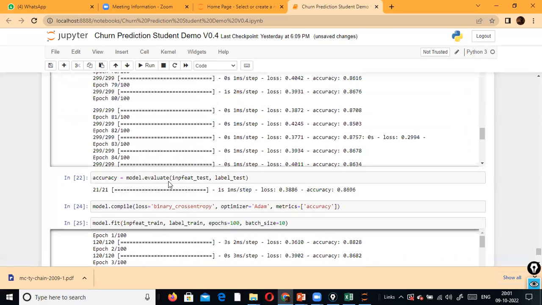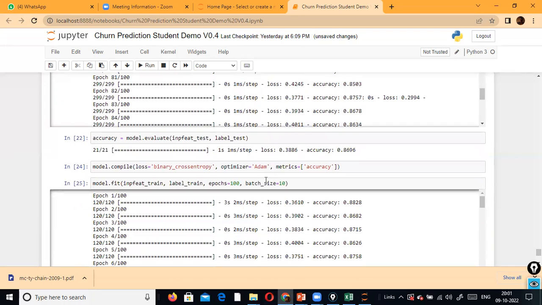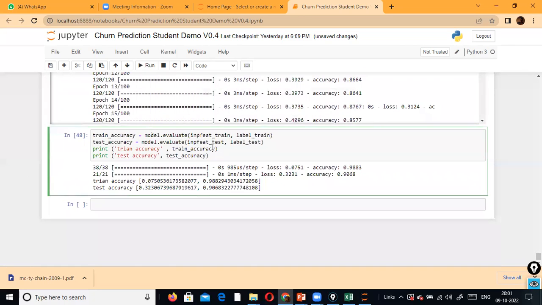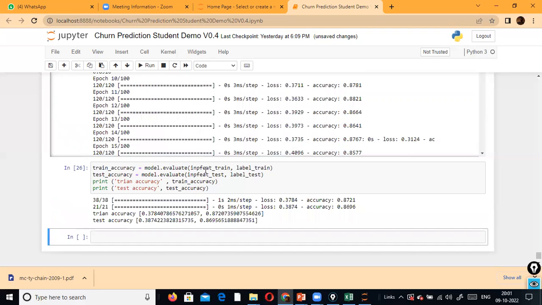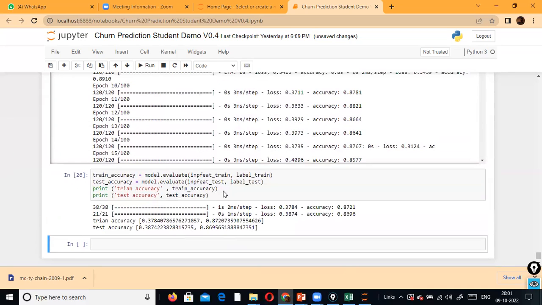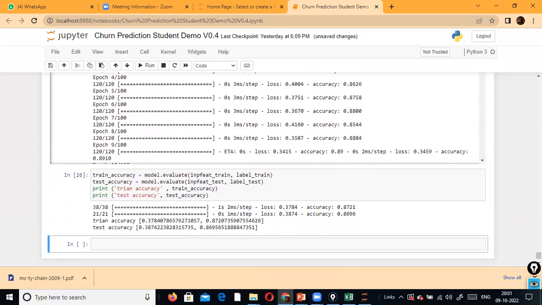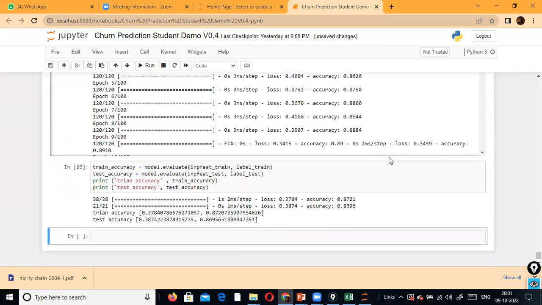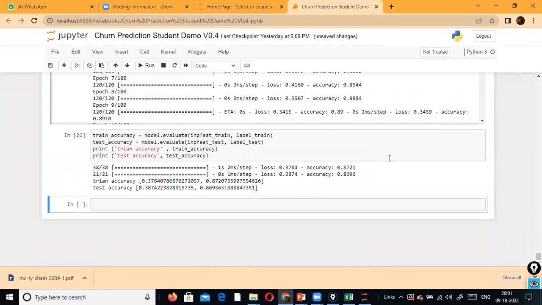That's all. But here I went one step ahead to see whether I can see any improvement with the Adam optimizer. Here we don't see much improvement, right? The accuracy is 0.87 for training and 0.86 for test. 0.87 is good. Here 0.8696, there is a slight improvement with Adam optimization.